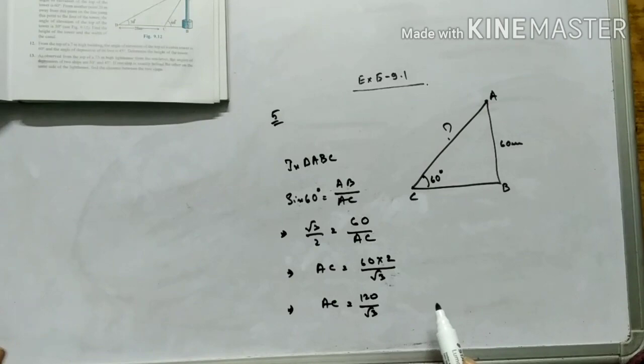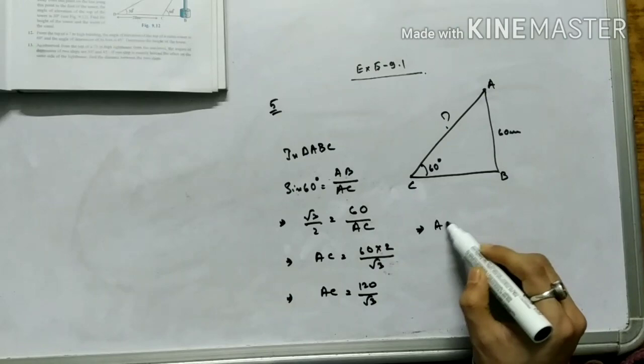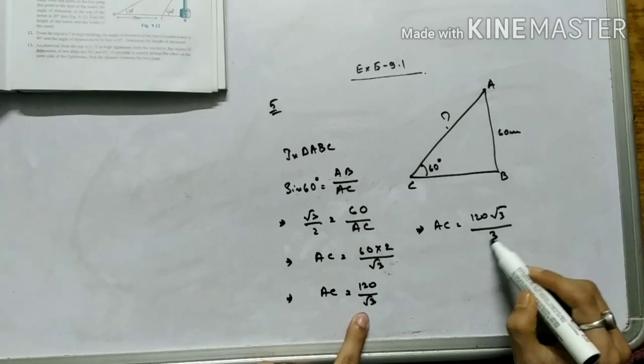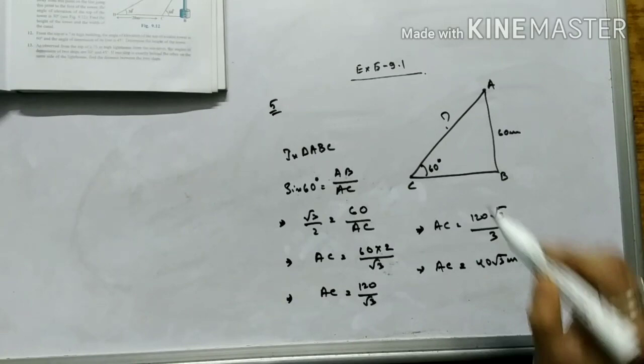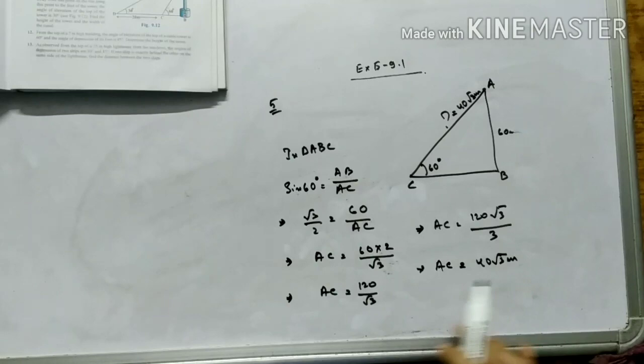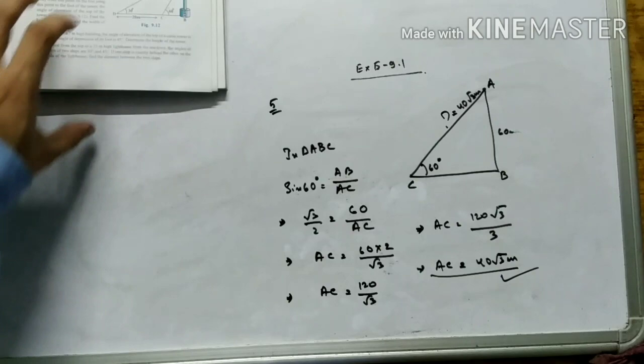So ultimately, AC is equal to 120 into root 3 by root 3 into root 3, 3. So AC is equal to 40 root 3 meter. AC how much will you get? 40 root 3 meter. Understand? Therefore the length of the string is 40 root 3 meter. This is the answer. Let's check the back answer.